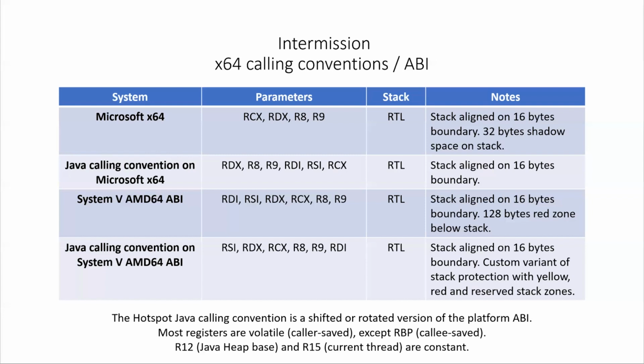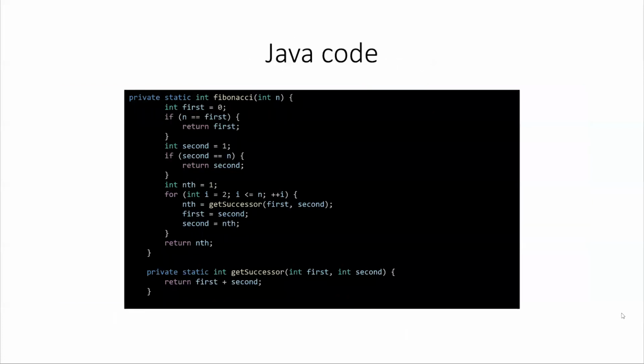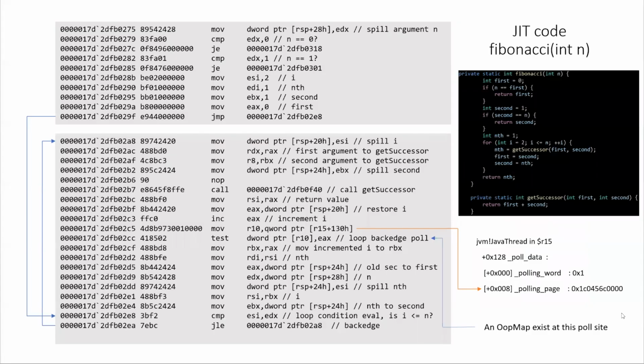Most registers are considered volatile. That is, the caller must preserve registers over calls, except for the RBP register, which is callee saved. The R12 contains the Java heap base if compressed oops are in place, and the R15 register holds the current thread. So these registers can be considered constant. So let's now take a look at this Java code. This is the JITted code for the Fibonacci method with slow debug, no inlining nor loop unrolling. And I have also removed some frame setup code in this listing.